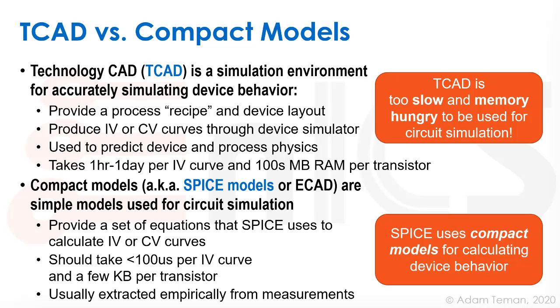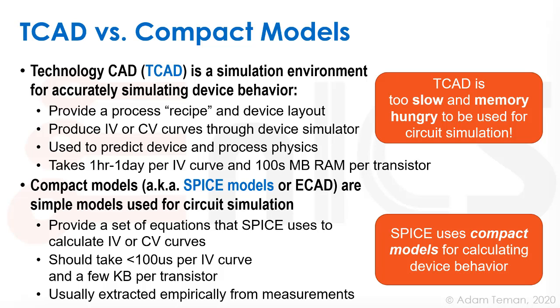A compact model, also known as a SPICE model, or sometimes an ECAD, for electronic CAD, model, is a simplified model that is used for circuit simulation. Everything that we've done probably in previous courses until now is a type of compact model. It's a set of equations that SPICE or a similar simulator like Spectre can use to calculate IV or CV curves. It should be fast: less than 100 microseconds to produce one IV curve, and less than a few kilobytes of memory per transistor.